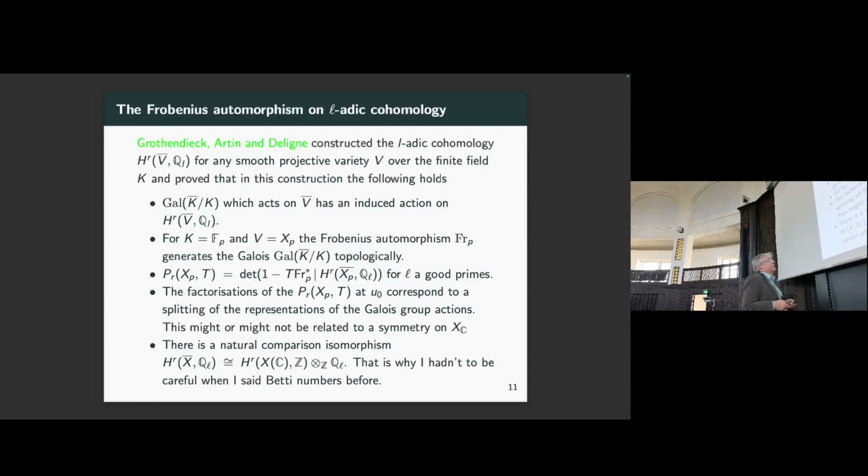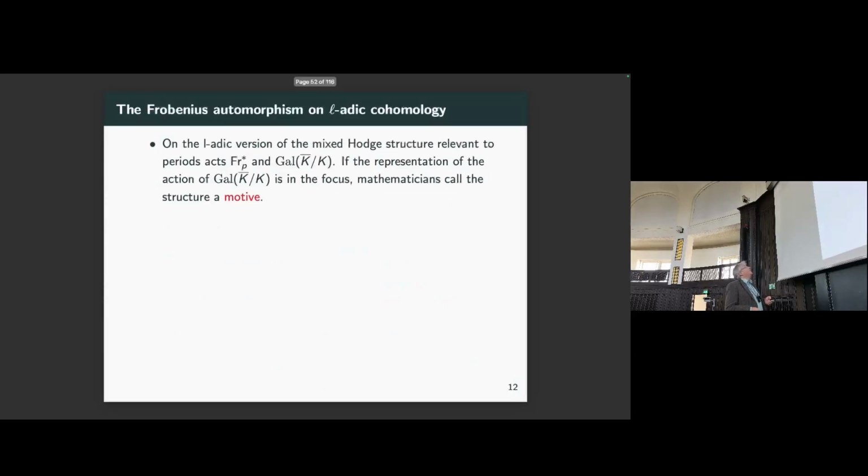That's an issue that's addressed in the so-called motivic Hodge conjecture. But anyway, there is a natural isomorphism of this funny cohomology group to the normal cohomology group, and that's why I didn't have to specify which Betti numbers I actually mean. They are the same Betti numbers. So that's also one thing that Deligne and his friends proved. So let me go a little bit further.